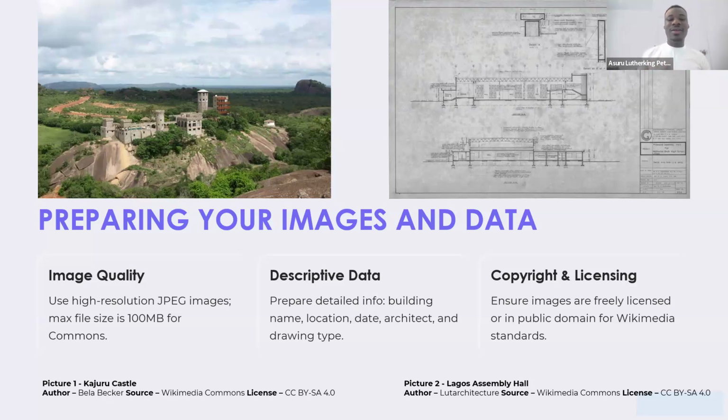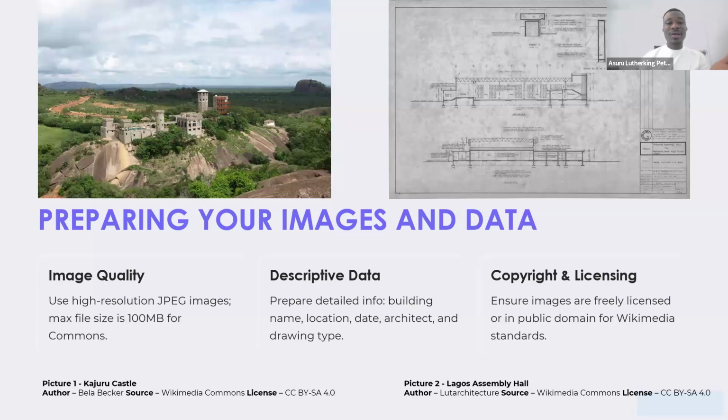And then we have descriptive data. You have to give a good description of the image or the file you're trying to upload. If you have the name, the location, the dates, whatever it is. My presentation is more aligned with archives, but I know it is Wiki Loves Africa, so we have more images and photographs. So we have to describe that image very, very well. Like this is Kajuru Castle, right? I can describe this image.